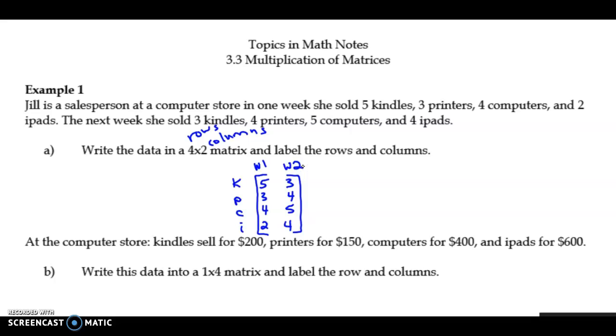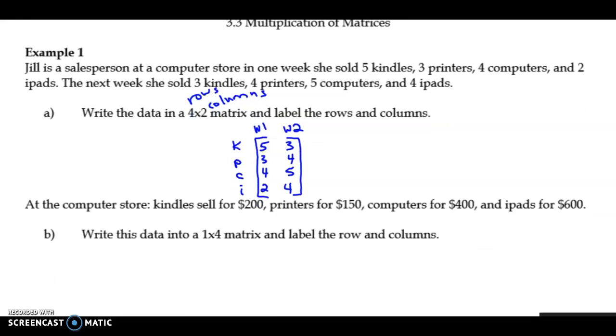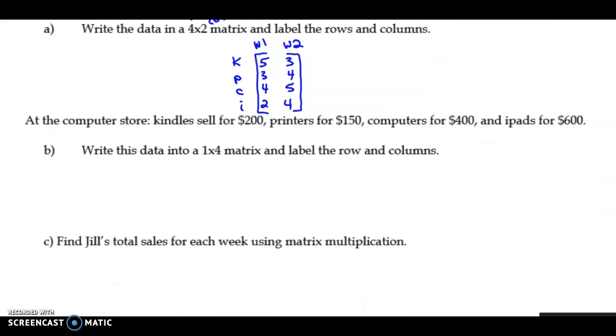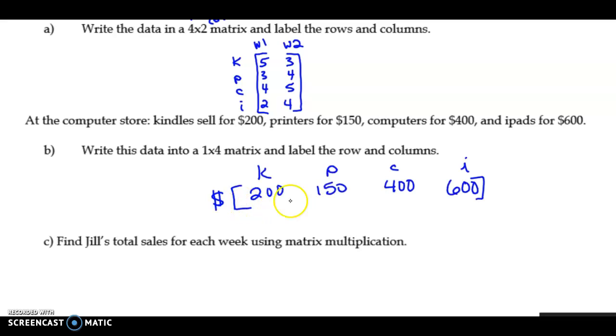Okay? For part B, it says we want to look at how much these cost. So we want that order to be the same: Kindle, then printer, then computer, and then iPad. So write this data into a 1x4. Go ahead and pause the video and try that. All right, so you should have the money, and then the Kindle, the printer, the computer, the iPad.